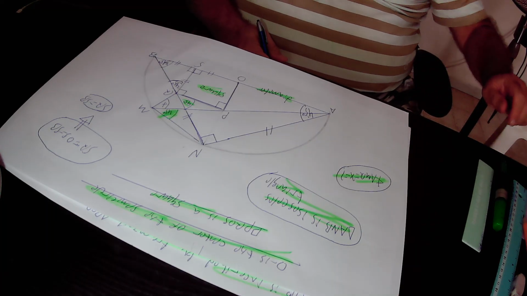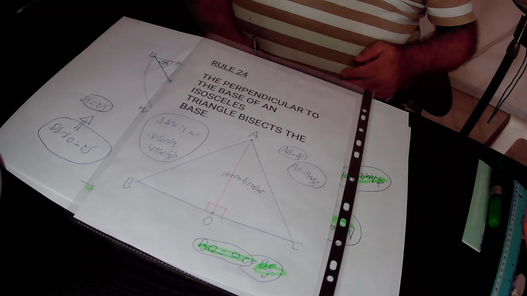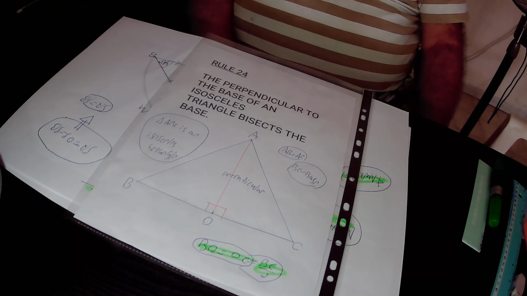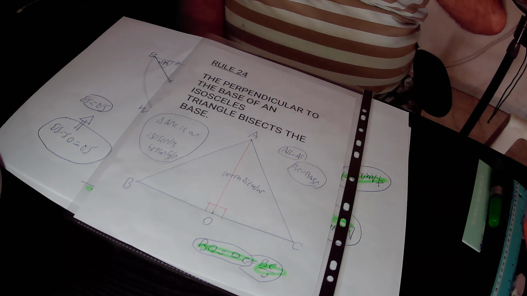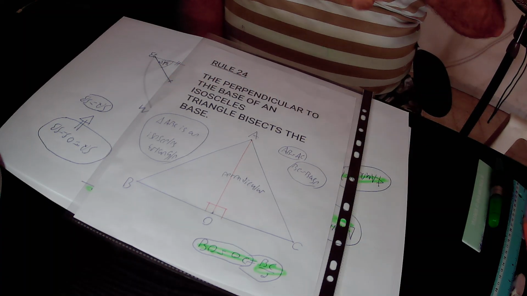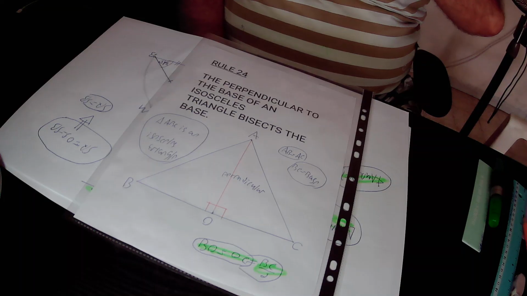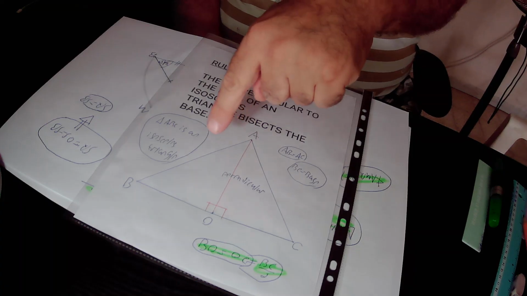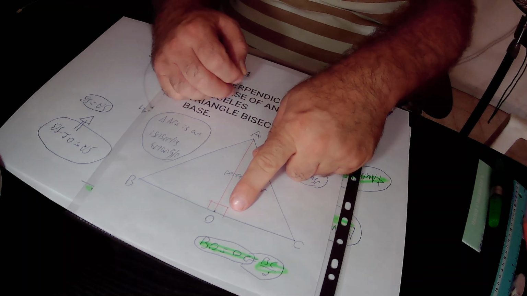Let me repeat quickly rule 24. According to rule 24, the perpendicular to the base of an isosceles triangle bisects the base. So in the drawing, we have the isosceles triangle ABC, because side AB equals side AC. The base of the isosceles triangle ABC is BC. From point A we draw a perpendicular to the base BC, so this angle equals 90 degrees, and this angle also equals 90 degrees according to our construction.